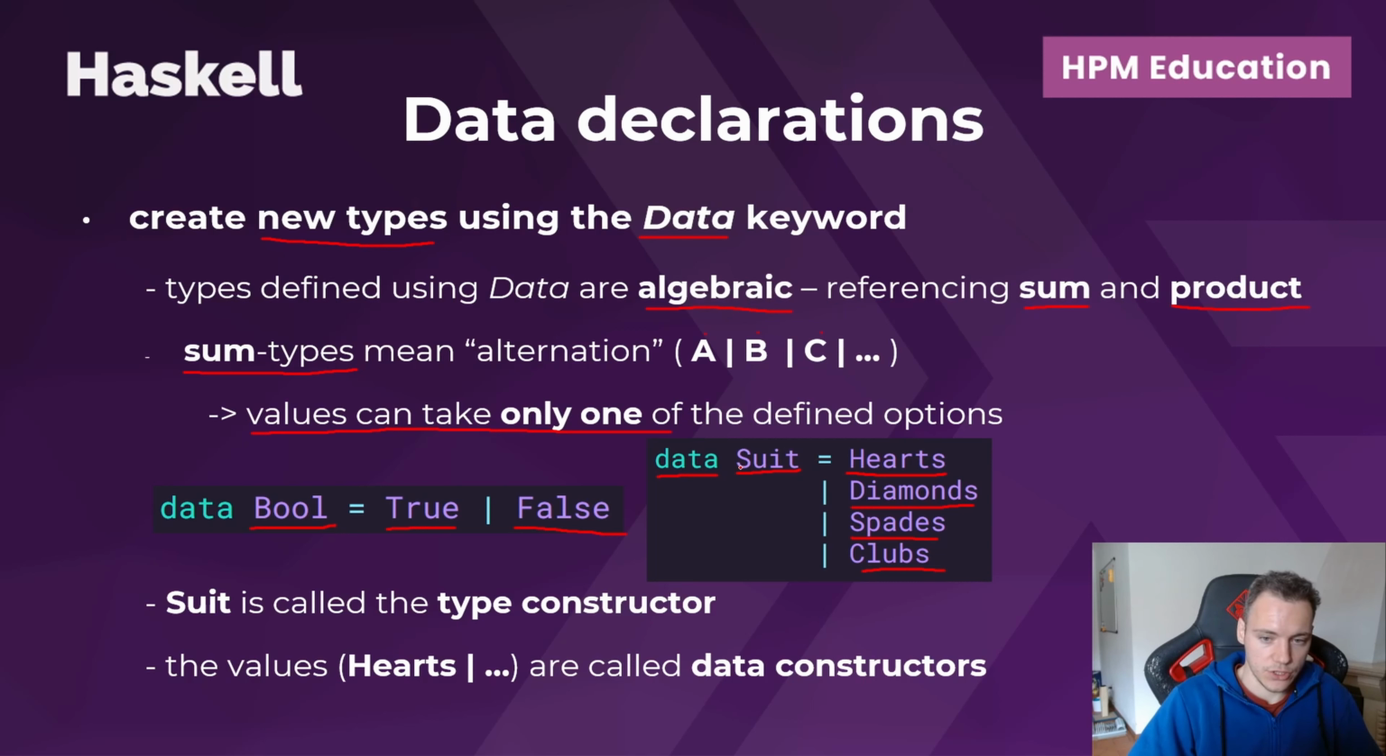In general, here Suit, the thing on the left side of the declaration, our type name, is called a type constructor. And on the right side of our type definition, we have Hearts, Diamonds, Spades, Clubs, and so on. These are called data constructors. We'll get a bit more into type and data constructors later, but for now, just remember that the type constructor is on the left side and data constructors are on the right side.